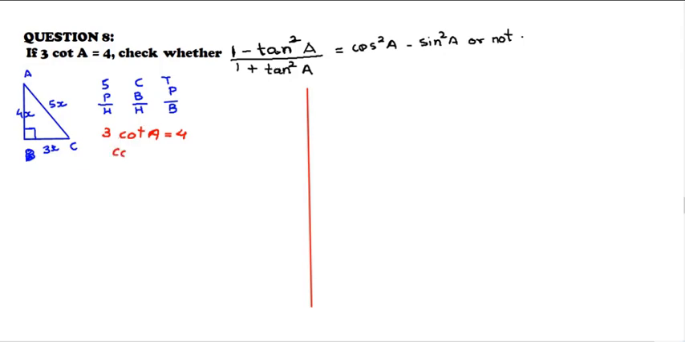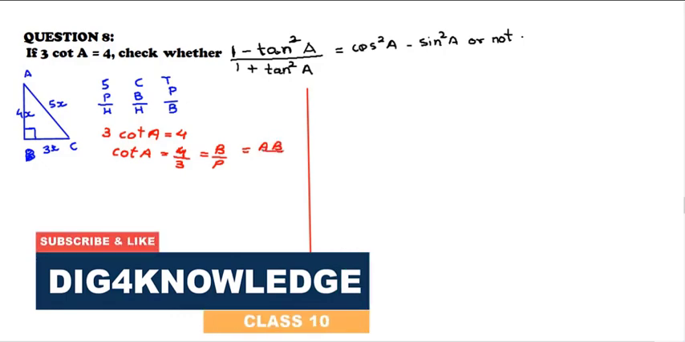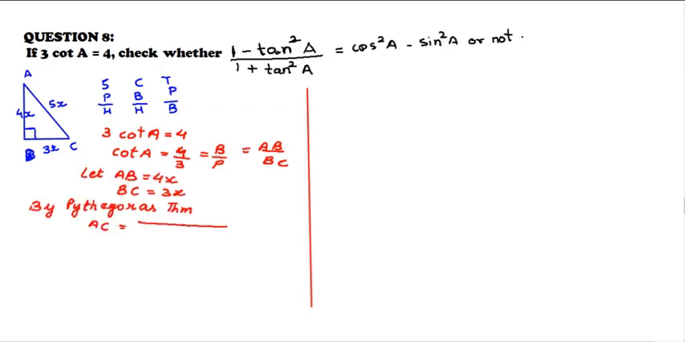Three cot A is equal to 4. So from here we get cot A is equal to 4 upon 3. And what is cot A? Cot A is base upon perpendicular. And our base here is AB and perpendicular is BC. So let us assume AB is equal to 4x and BC is equal to 3x. So by using Pythagoras theorem, we will find the value of AC.